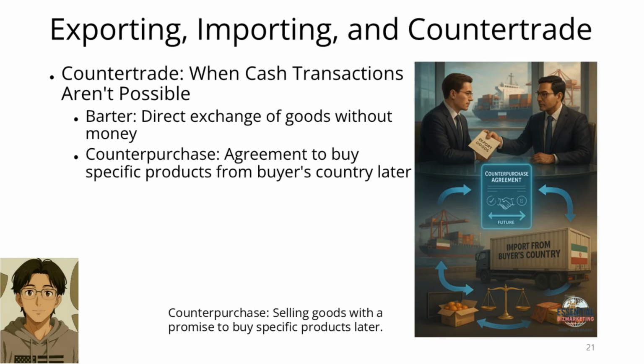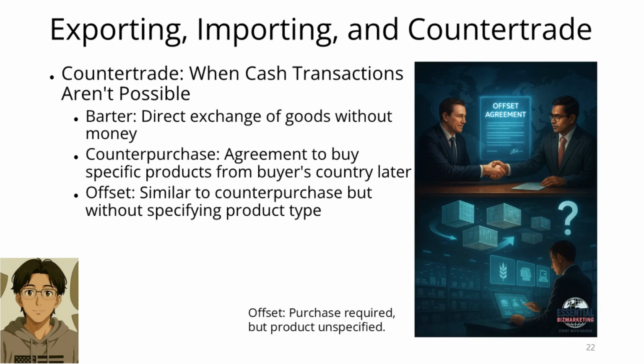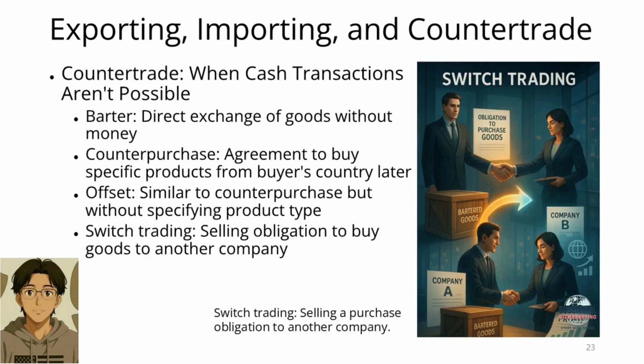Counterpurchase is another type of countertrade. A company sells goods and agrees to buy specific products later. Offset works like counterpurchase, but is more flexible. The company must buy something later, but product type isn't specified. Switch trading transfers the buying obligation to another company. This helps countries or companies get more useful alternatives.